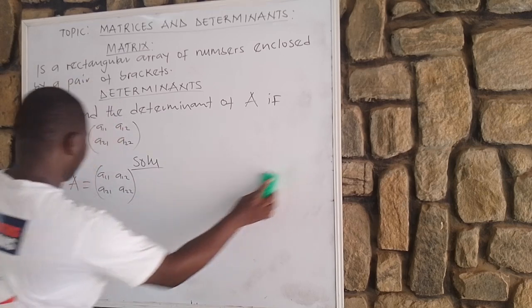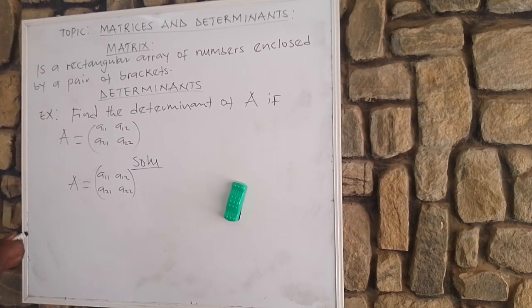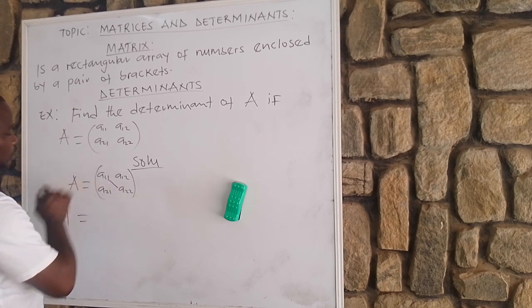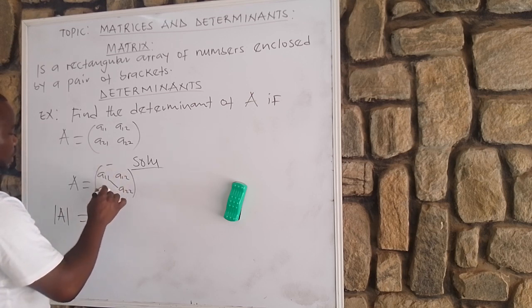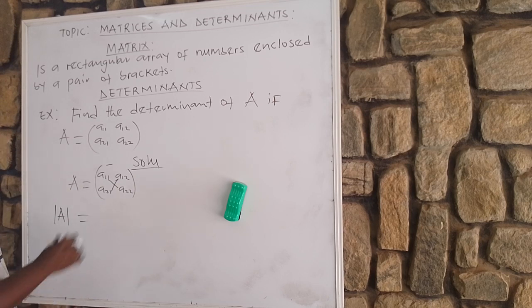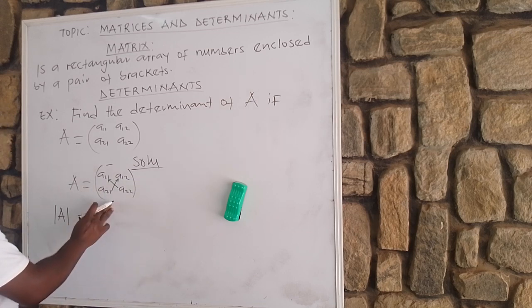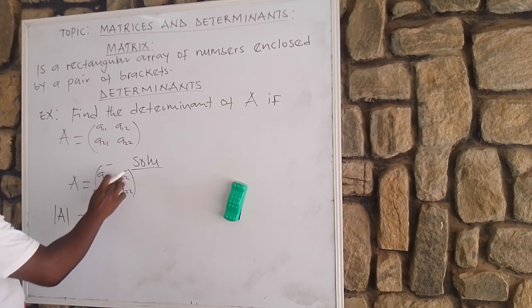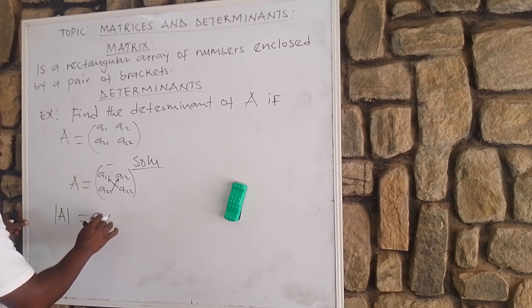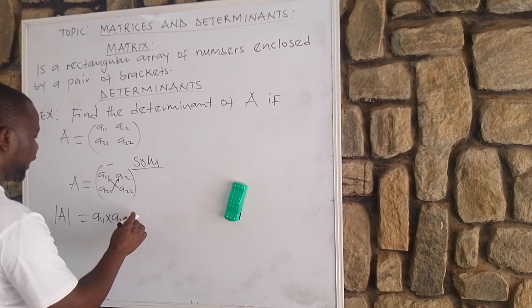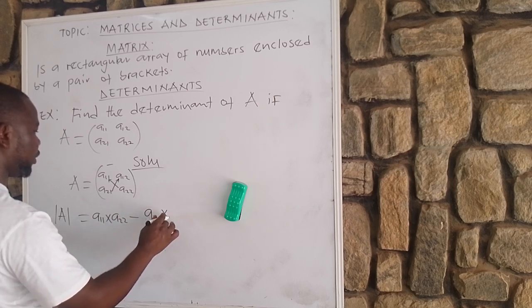So if you have been given this, to obtain the determinant of A, you write the determinant of A is equal to, what you will do, use A11 to multiply A22, then minus A21 to multiply A12. Is that clear? That is A11 times A22, then minus A21 times A12.